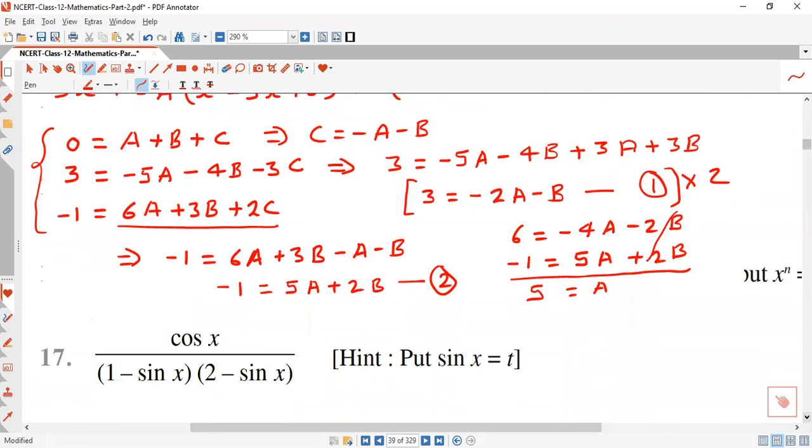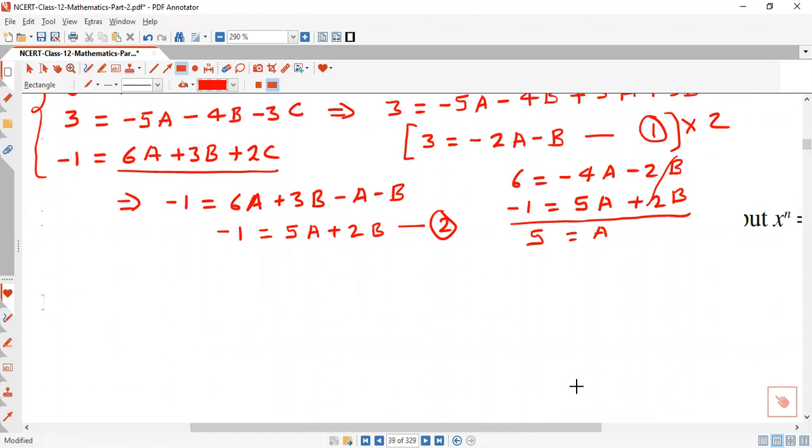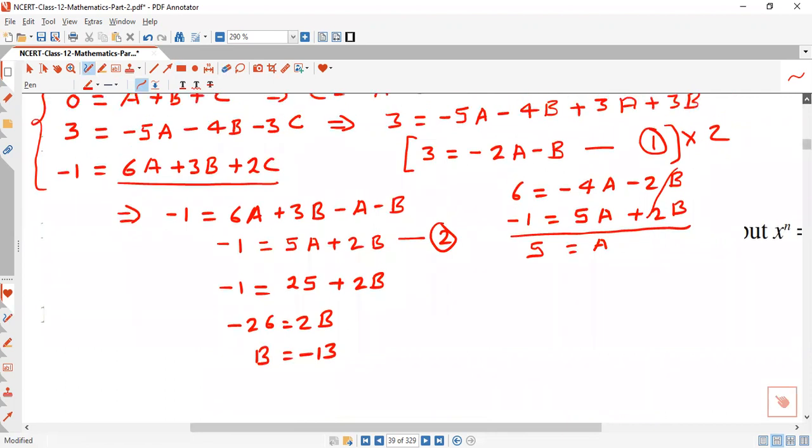So we can find out the value of b and c also. In this equation number 2, we put the value of a: minus 1 equal to 5 into 5, 25 plus 2b. Now we see here b comes out what? Minus 25 minus 1, minus 26 equal to 2b. b comes out minus 13.